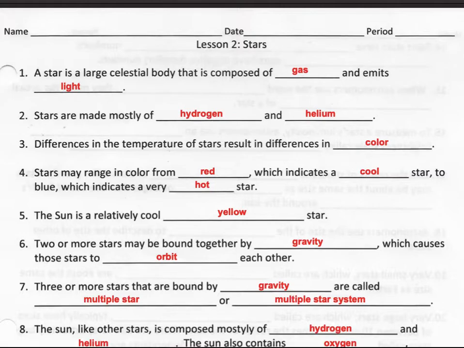Number 5, the sun is a relatively cool yellow star. Number 6, 2 or more stars that are bound together by gravity, which causes those stars to orbit each other. 3 or more stars that are bound by gravity are called multiple star or multiple star system.